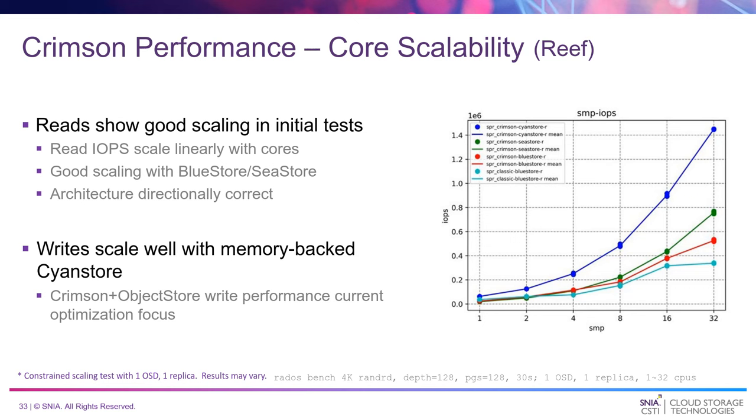We are working on doing larger tests, but in this limited set of tests, the reads show very good scaling. As you can see, the dark blue line is the Crimson Cyan Store, which is the memory backed OSD, which shows very good read and write scaling. And when you compare that to the light blue, which is the classic Blue Store, which is today's Ceph, compared to that, the red, green, and blue lines for Crimson seem to show good directional scaling. So the architecture that we have put forth in Crimson seems directionally correct, right? That's what these results indicate. And we'll come to you with additional data through some other blog posts and talks, so stay tuned for that.